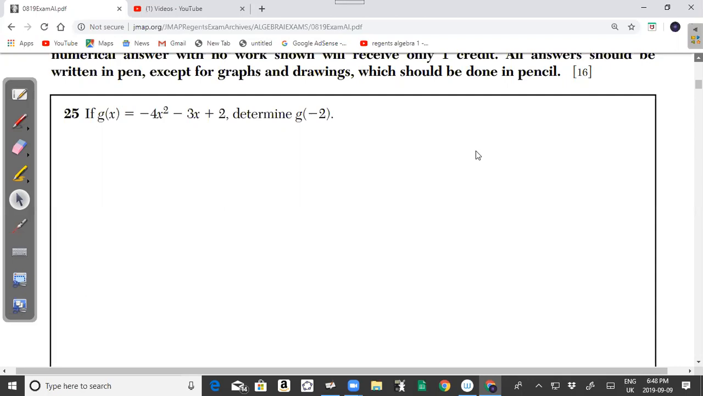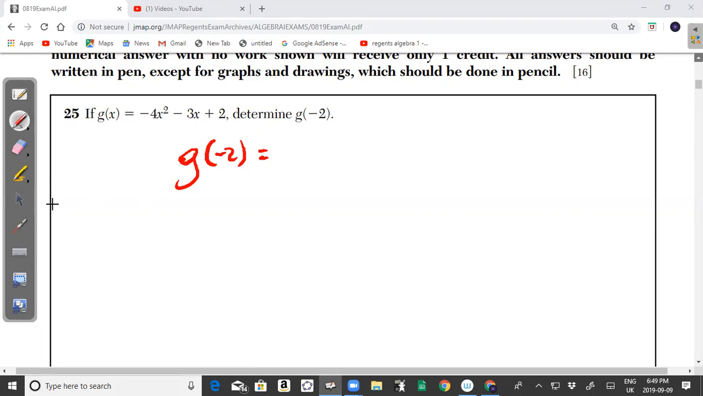All right, so question 25. If g of x is equal to negative 4x squared minus 3x plus 2, determine g of negative 2. So for g of negative 2, basically we are substituting negative 2 for x in this function. Anywhere there's an x here, we will replace it with x equal to negative 2.